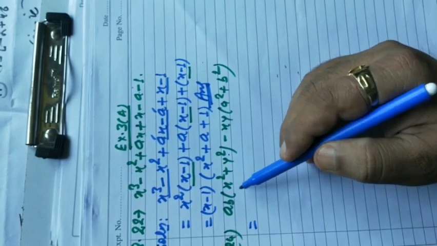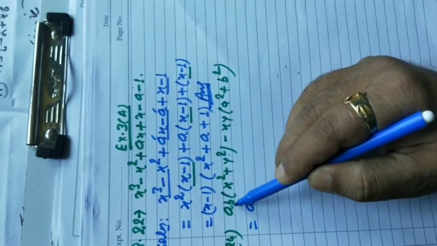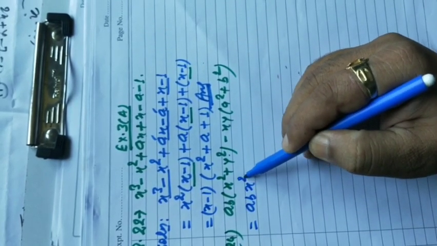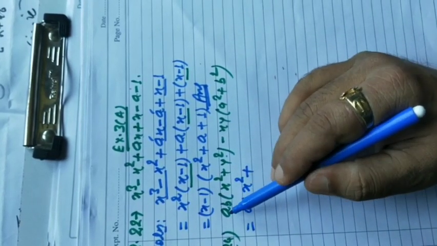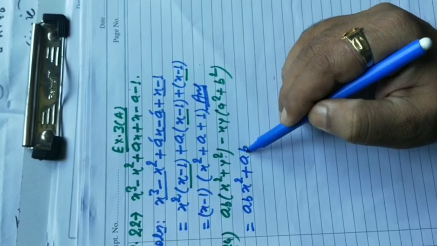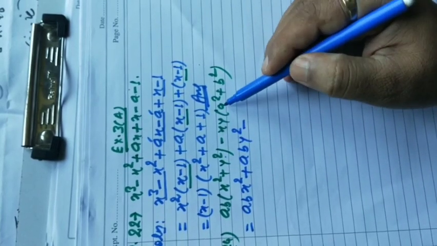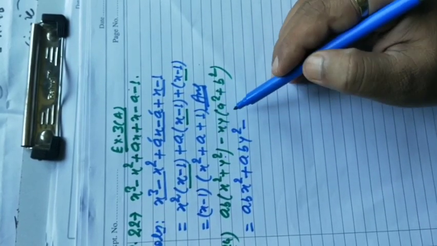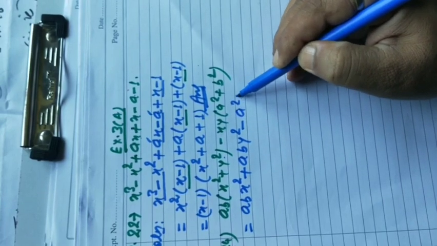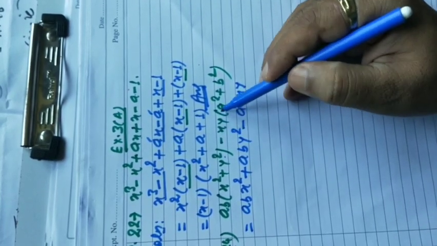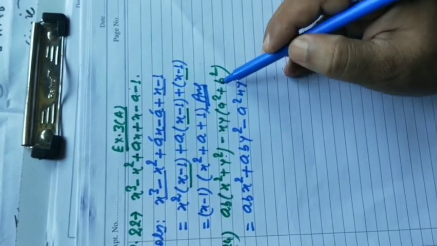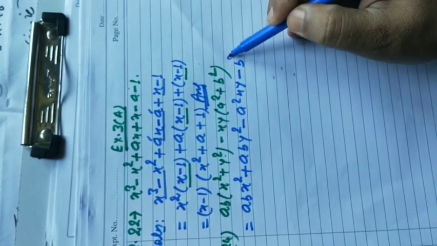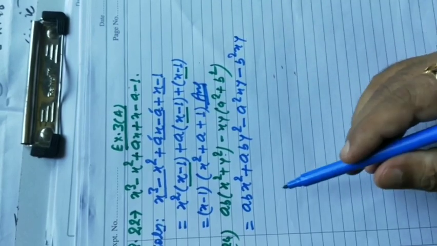First you have to multiply it. Multiply ab by x square, it will be ab x square, and plus plus plus. Then ab multiplied by y square will be ab y square, minus a square multiplied by xy will be minus a square xy, minus plus will be minus, and minus plus will again be minus, and b square multiplied by xy will be b square xy.